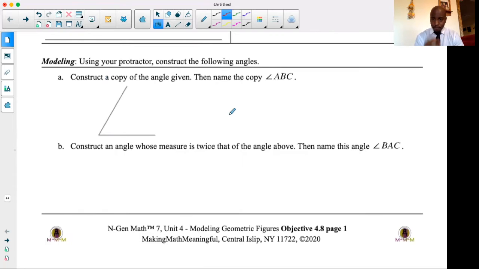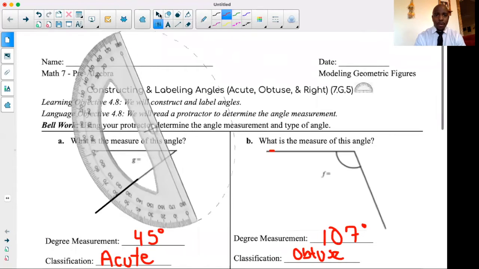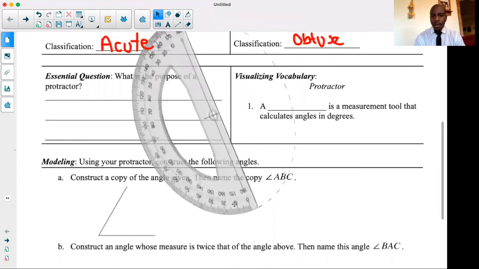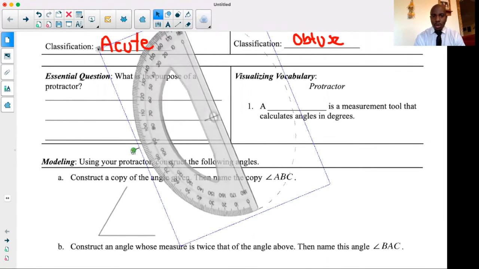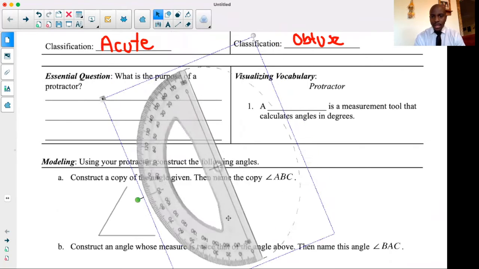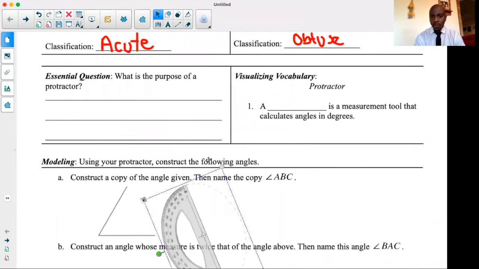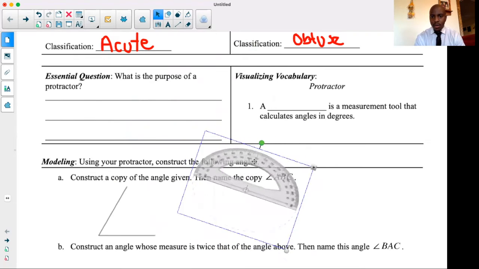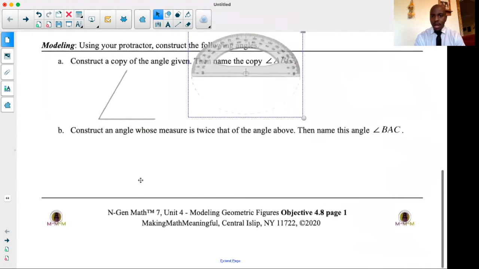Let me explain. First, let's take our protractor because we're gonna need it and let's bring it down here, okay? I'm gonna make it just a tad bit smaller so that way I could manipulate it the way I want to. And you should have your protractor too.